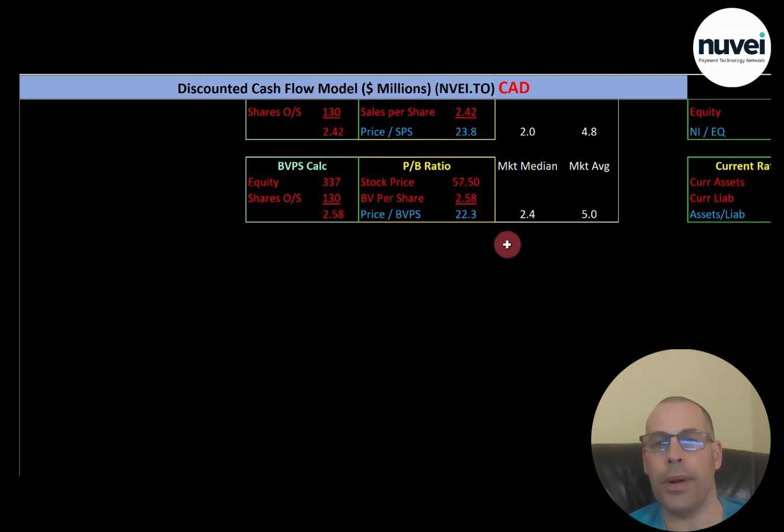They don't have a good price to book. The median is 2.4, the average is 5.0. Price to book is stock price over book value per share. To calculate book value per share, that's equity over shares outstanding. I like to see below 3.5, they're at 22.3. So investors are paying $22.30 for $1 book value. Equity is total assets minus total liabilities on the balance sheet.